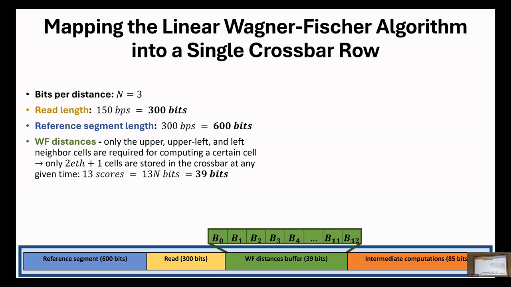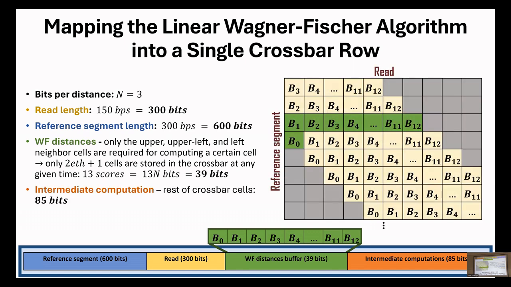And how can we do it? Because, as I said, each cell to compute it, I'll show it here. If I want to compute this cell, I need only the top left and left cells. So I don't need everything that was before that. I need only them in order to compute it. So I can save only one row of the memory of the matrix at any certain time. And also the intermediate computation has 85 bits.